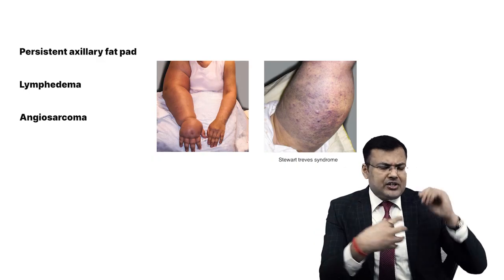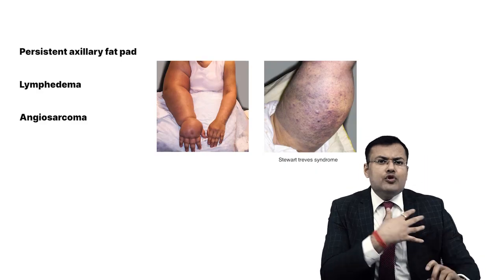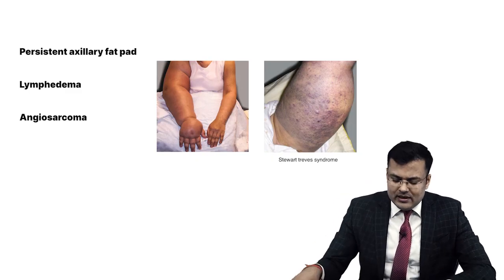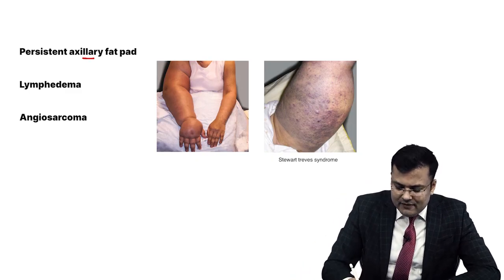Next, some patients who are obese, you know that obesity is a risk factor for breast cancer. These patients are having too much fat in the axilla. Suppose you remove the breast, but a little amount of that fat is left in the axilla. So what happens? There is persistent axillary fat pad.